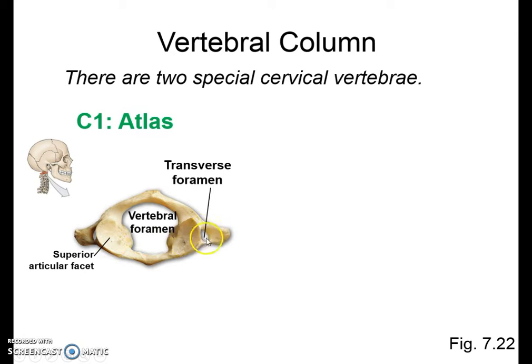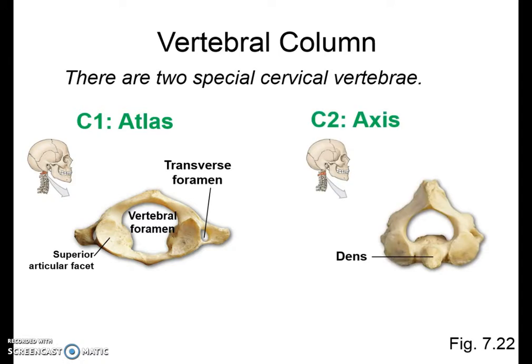Another thing you notice here is these little holes on the side. They're called transverse foramen. Foramen again means hole, and transverse means across, so on the side over here. You'll only see the transverse foramen on cervical vertebrae.